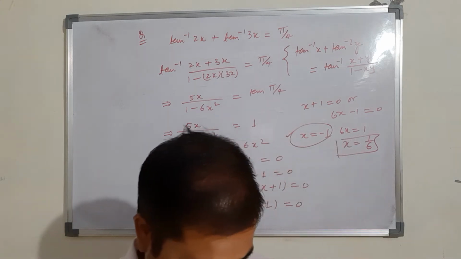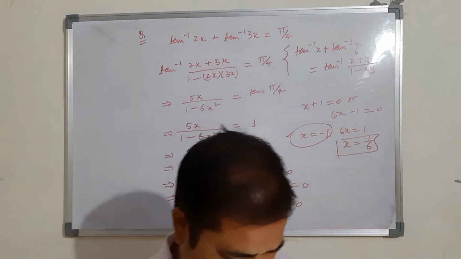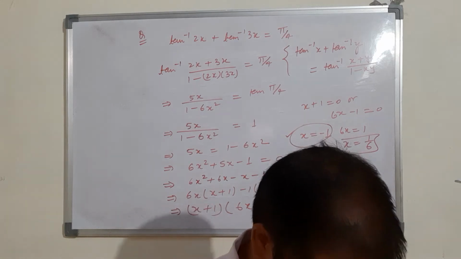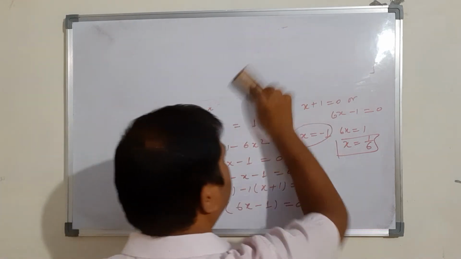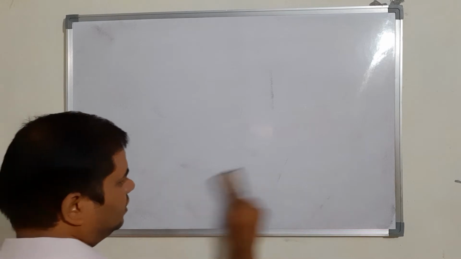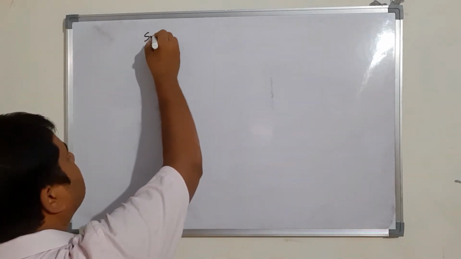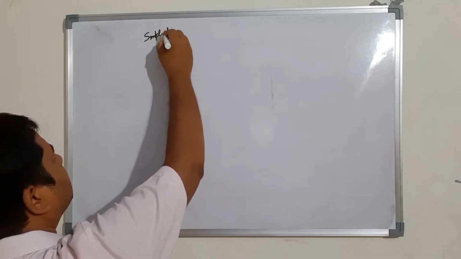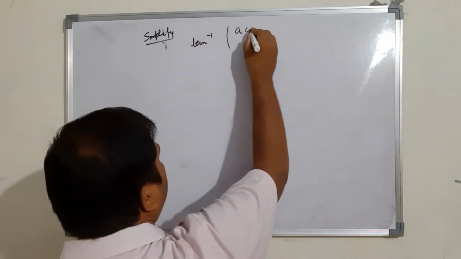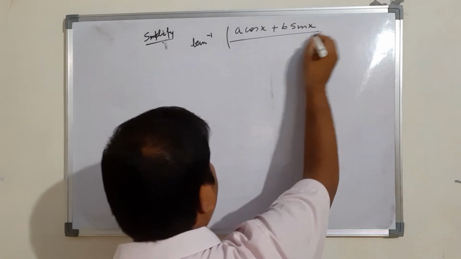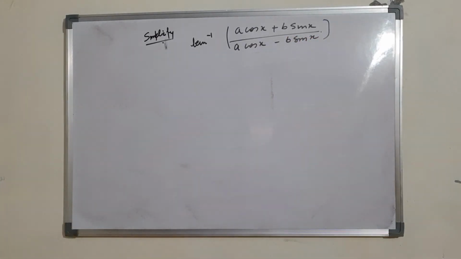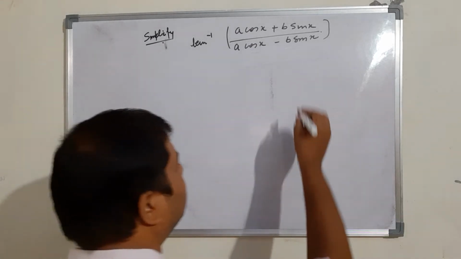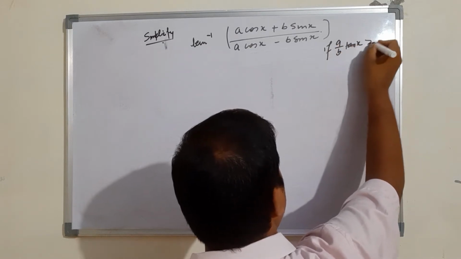Now write down the next question. Simplify tan inverse of (a cos x minus b sin x) divided by (a cos x plus b sin x), if a by b tan x is greater than minus 1.